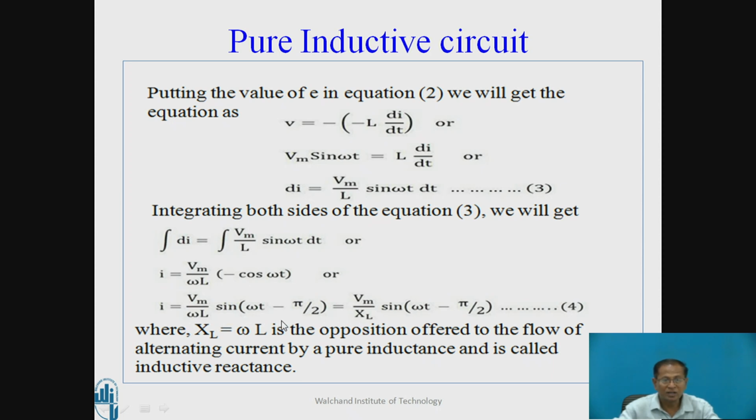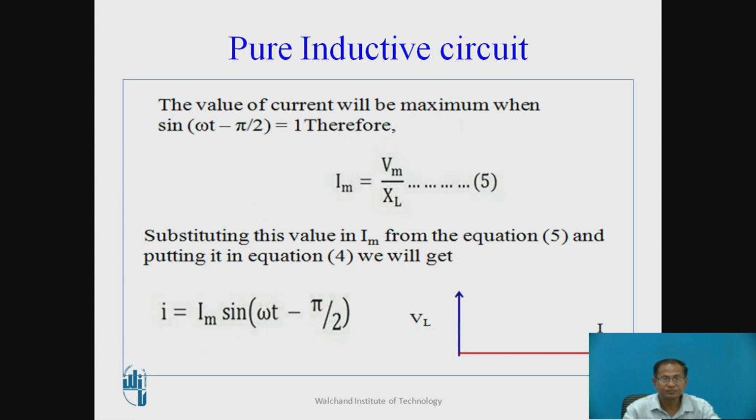XL indicates the reactance and XL is equal to omega L. Compare these two equations. So, XL is equal to omega L. Reactance is the opposition offered to the flow of alternating current by the pure inductance, and is called inductive reactance. So, XL is equal to omega L is equal to 2 pi fL. Now, the value of current will be maximum when sin omega t minus 90 is equal to 1. Therefore, Im is equal to Vm upon XL is equal to Vm upon omega L. Therefore, the equation of current becomes I is equal to Im sin omega t minus 90 degree. This equation indicates that the current lags the voltage by 90 degree.